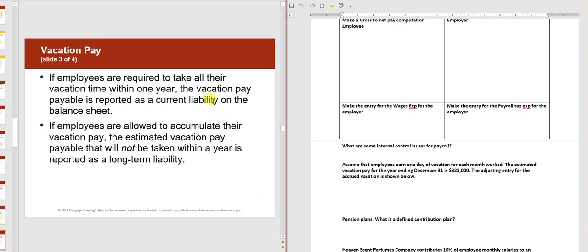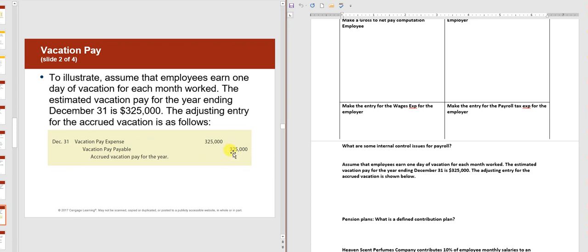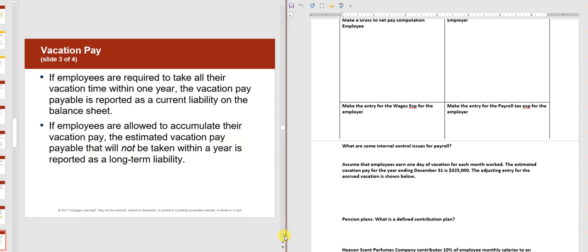So if they haven't taken their vacation, you're still going to have vacation pay payable. If they take it, then you're going to take it out of the vacation payable account.